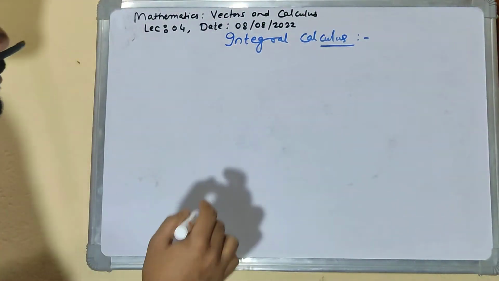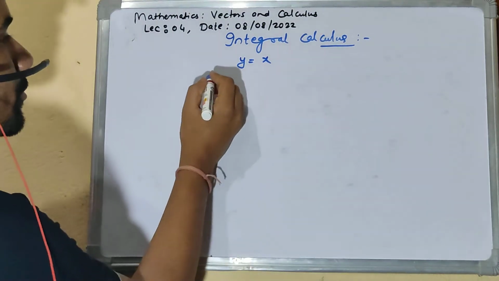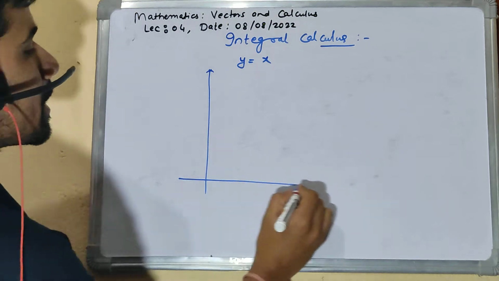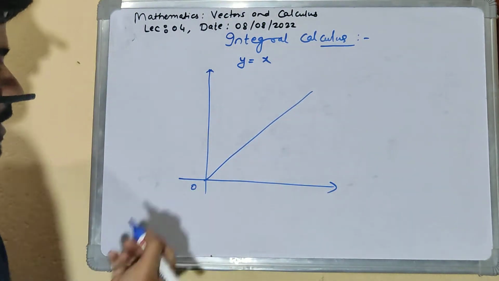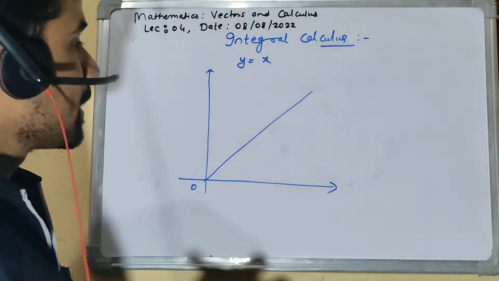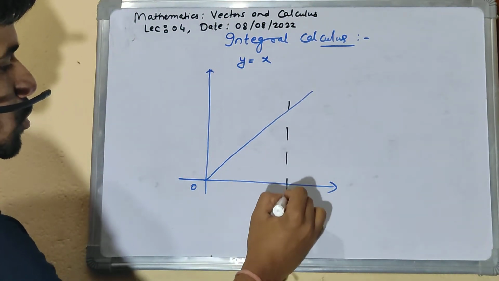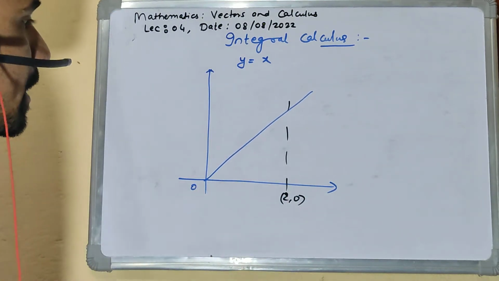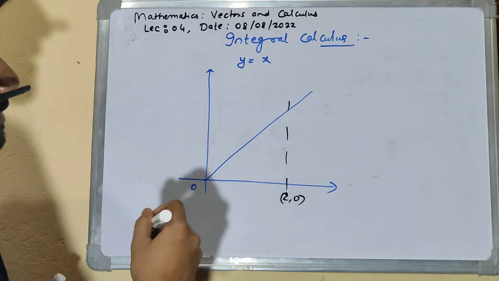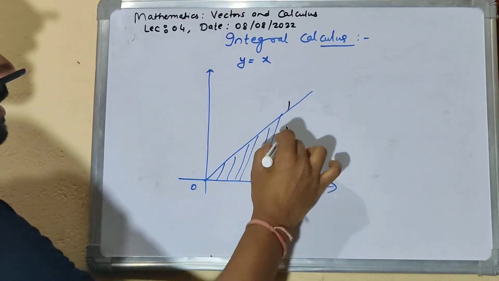Okay, let's say we have a function in x, y equal to x, a very simple function. How will the curve look like? The graph will look like this, passing through the origin. And if I have a point on the x-axis, which is let's say (2, 0), and I need to find this particular area, the area included with the x-axis, this particular region of area.